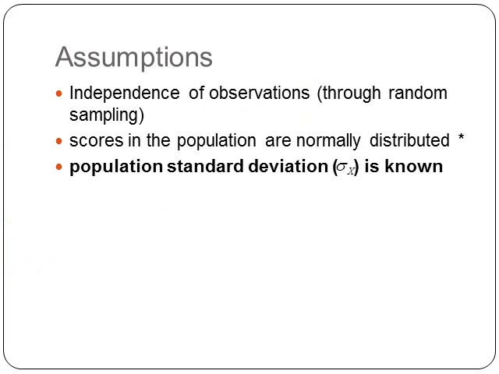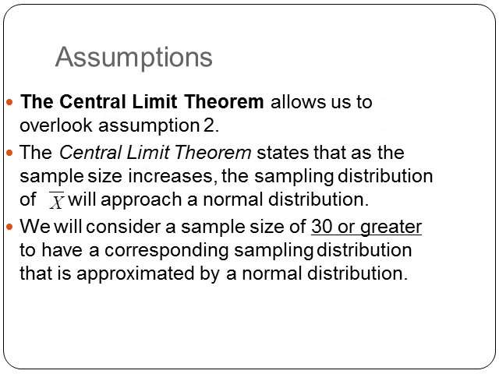The assumptions for the z-test are that we have independence of observations, and hopefully through random sampling, and that no one is replicated twice in our data. Scores in the population are normally distributed, and the population standard deviation must be known. The central limit theorem allows us to overlook to some extent the assumption of normality, or at least that's the popular convention one might use.